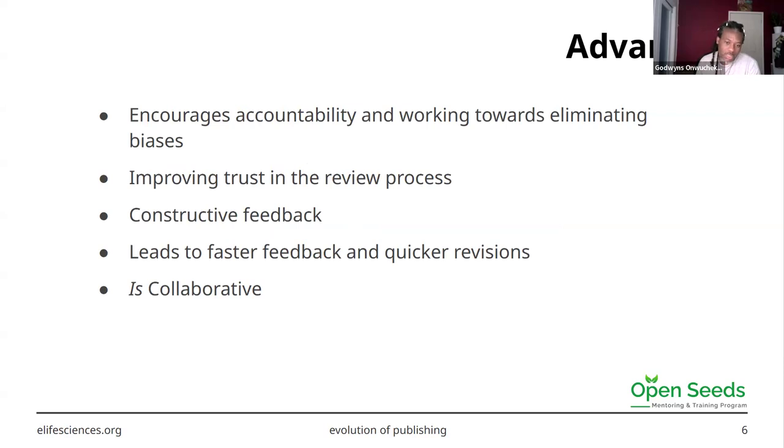It improves trust in the process. Because the authors are involved, because readers can see what the peer review was, they can have more trust in the research output. You can see the views of those who review the article, so it improves that trust. Constructive feedback is a key part of this system, because when the peer review is happening, whether it is on an article that is submitted through a journal system or an article that is posted on preprint review, there is openness to it. There's constructive engagement in that. And it could hopefully result in faster feedback. And also, all of this means that it can be collaborative.